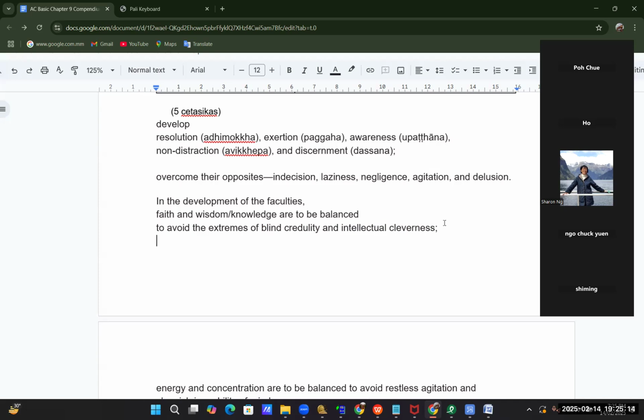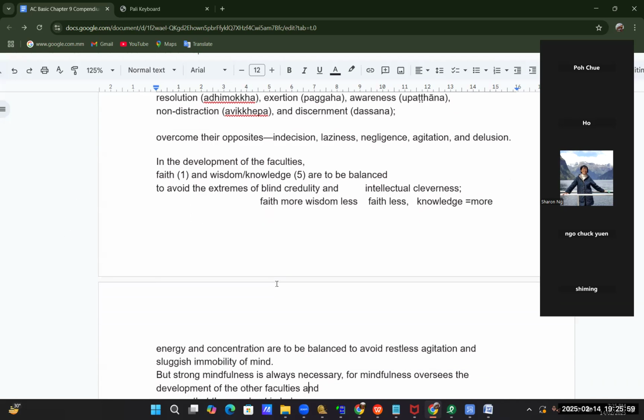So this happens when faith is more and wisdom is less. This is one extreme. Another is when faith is less and knowledge is more. That's why number 1, faith and wisdom or knowledge, should be balanced, with number 5. In my meditation class, I have already said this a few times.